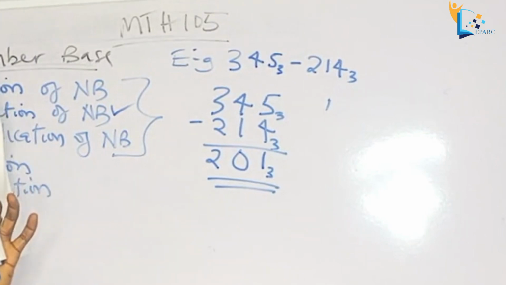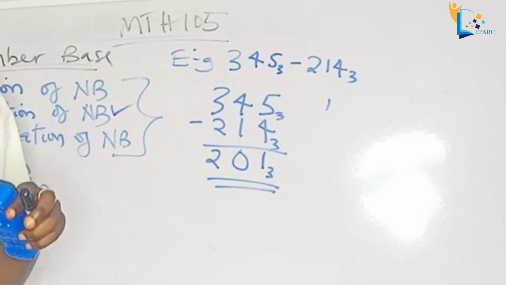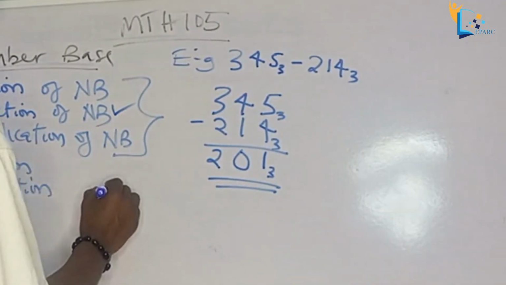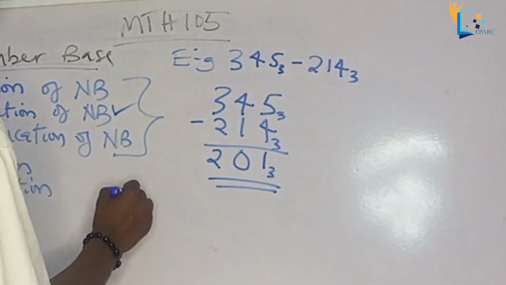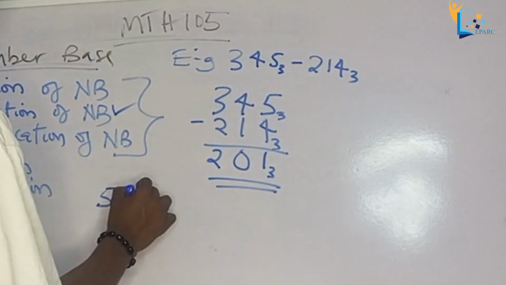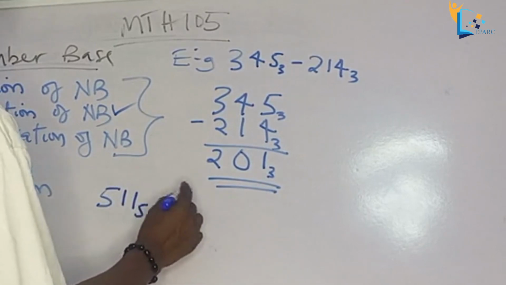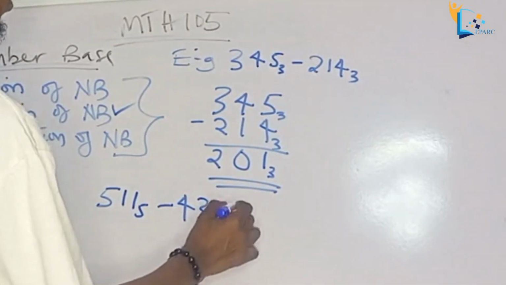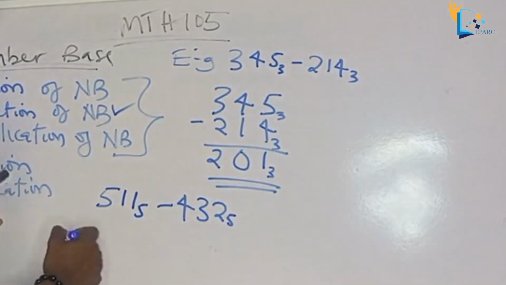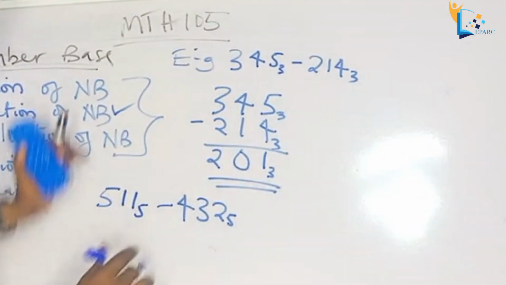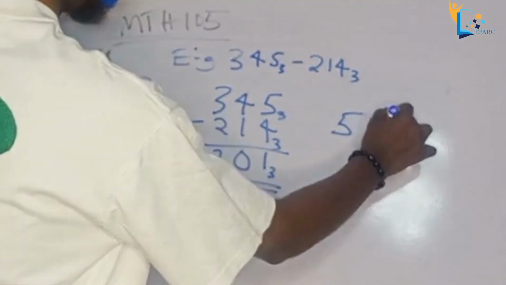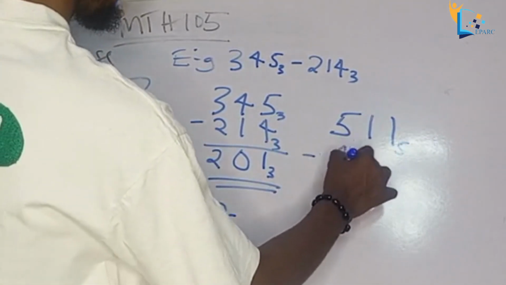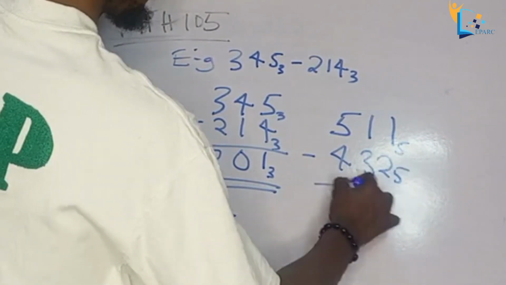I don't know if it's clear. Okay, let me get your reaction in the comment section. Let me solve one more problem before we go on. Let's have 511 base 5 minus 432 base 5. Okay? Now, this is how we solve this. 511 base 5 minus 432 base 5.